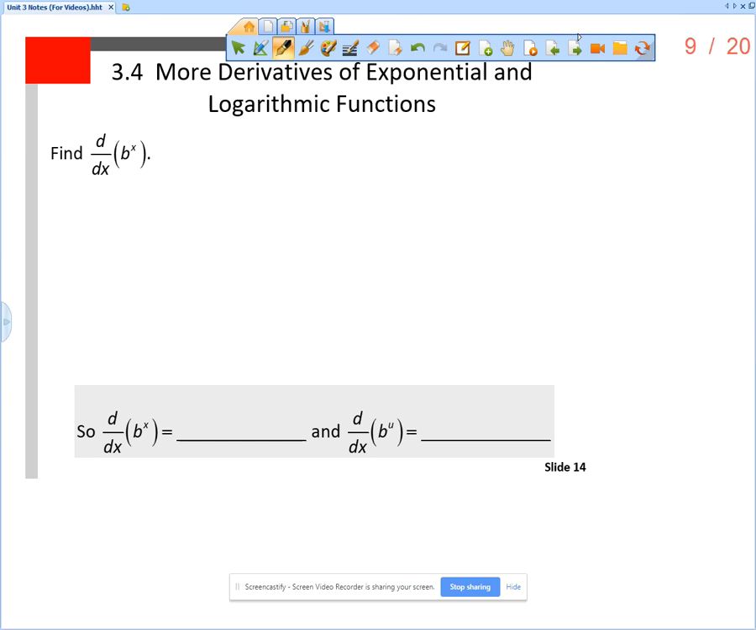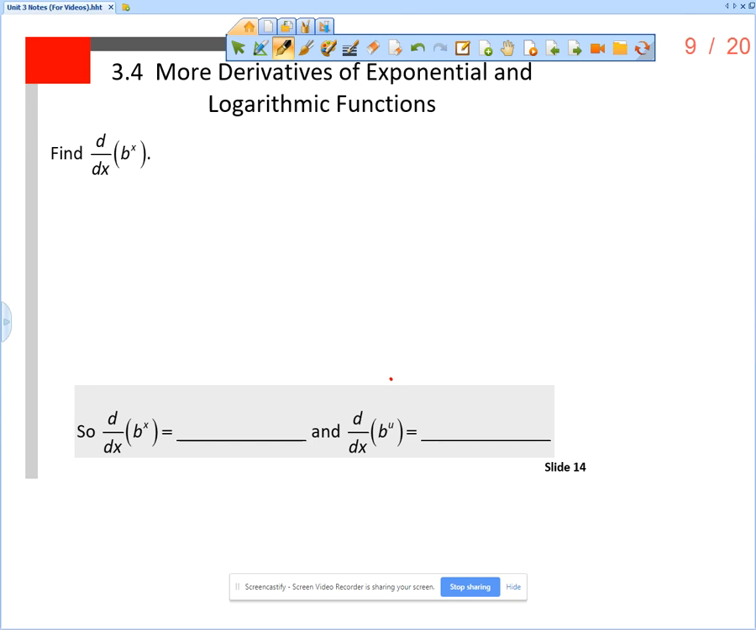All right, so in slide number 14, we are trying to find the derivative rule for b to the x, where b is some constant. So it's very similar to e to the x, but e is a specific constant, approximately 2.718, but b is some other constant, like 2 or 3 or 5 or 10 or whatever. So if I have something like 2 to the x, how do I find the derivative of that?